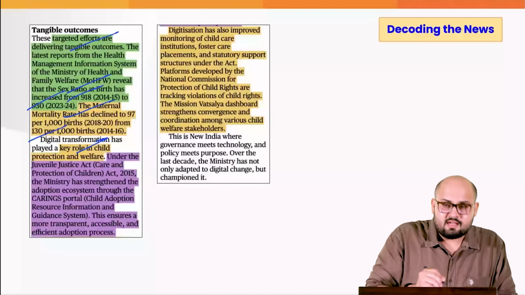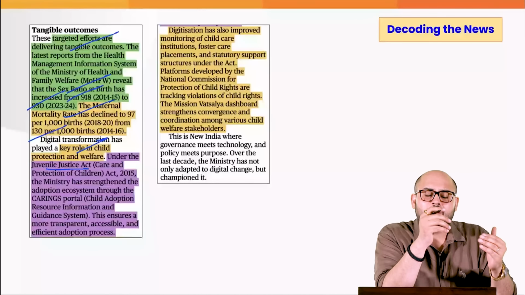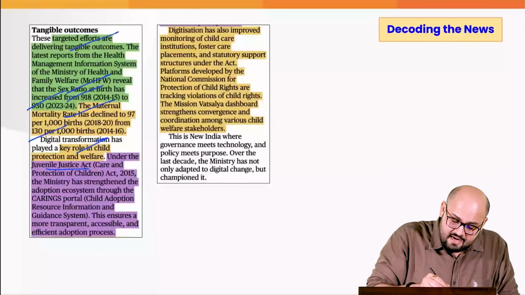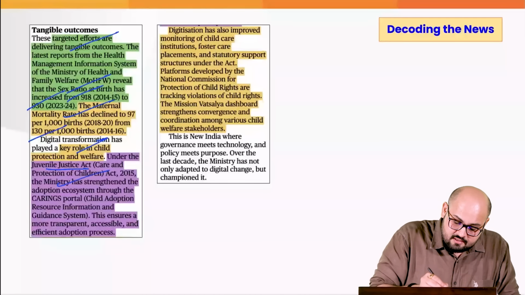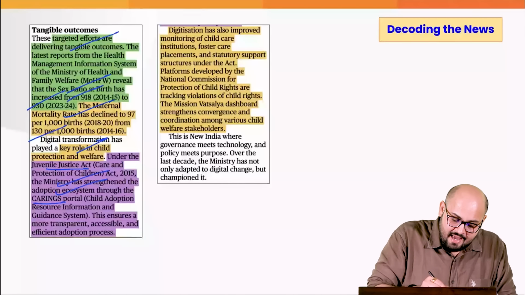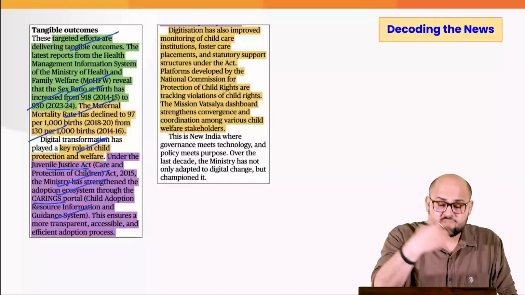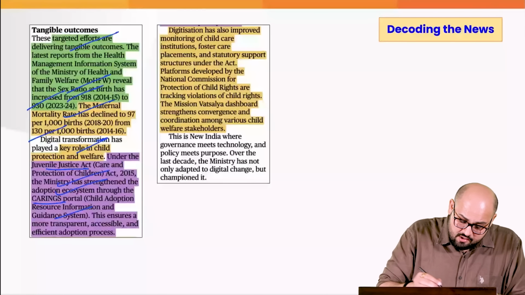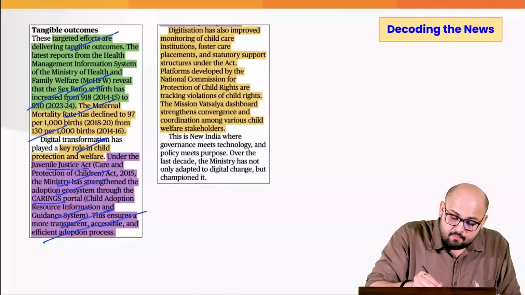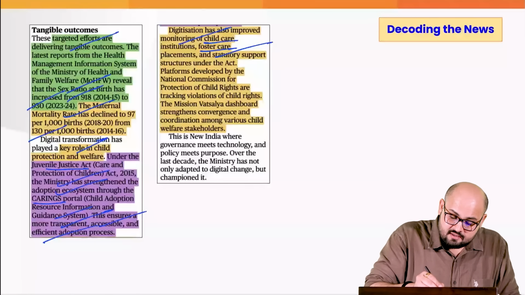Under the Juvenile Justice Act, now we talked about women, pregnant and lactating mothers. Now we'll talk about how it has helped to better the conditions of the children. Under the Juvenile Justice (Care and Protection of Children) Act of 2015, the ministry has strengthened the adoption systems through the CARINGS portal, Child Adoption Resource Information and Guidance System. There can be a question in the prelims: what does the CARINGS portal refer to? So it refers to adoption, right? This ensures a more transparent, accessible and efficient adoption process. Digitization has also improved monitoring of child care institutions, foster care placements, and statutory support structures under the Act.